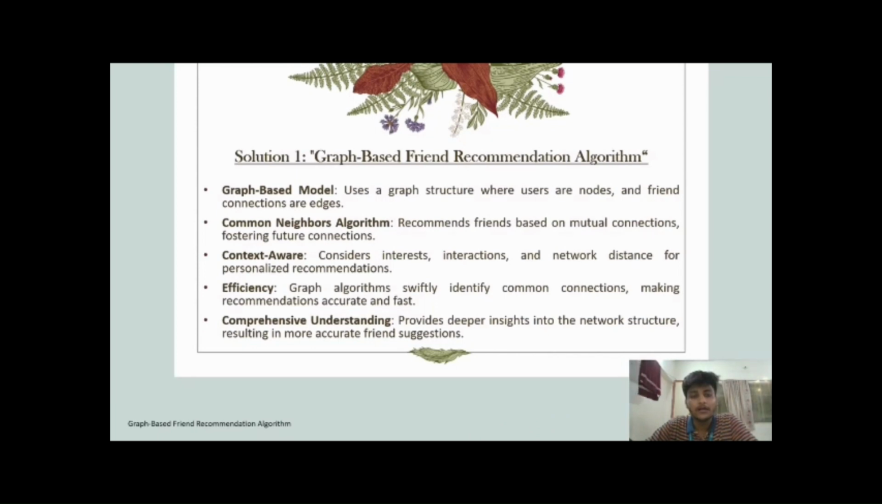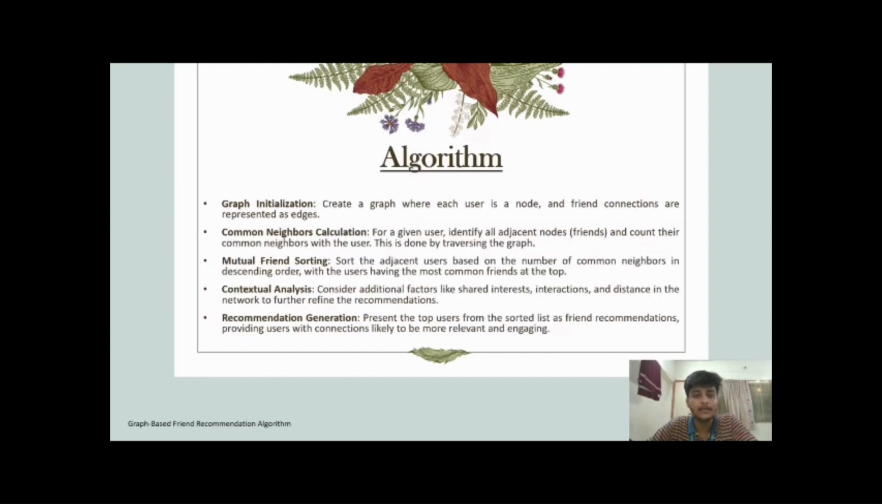Now coming to solution one, we have the graph-based friend recommendation algorithm. This involves firstly a graph-based model, common neighbors algorithm, context-aware, efficiency, comprehensive understanding. Coming to the second slide, it talks about the algorithm which we use to solve the problem, like implementation of graph, common neighbors calculation, mutual friend sorting, contextual analysis, recommendation generation.